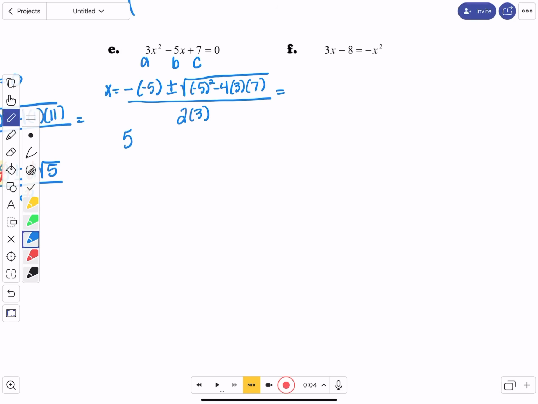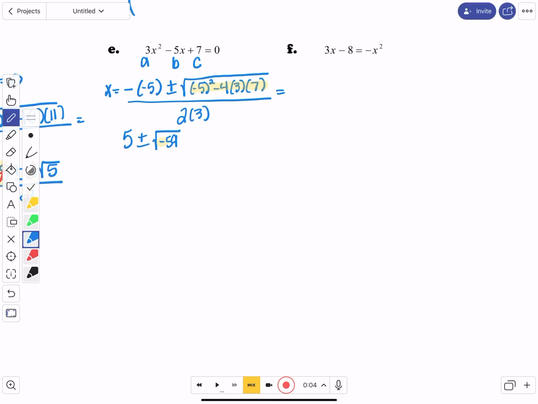So the double negatives are going to make that 5 positive. Okay, so remember, I am just figuring out what is under the radical. So I'm only typing in that negative 5 squared minus 4 times 3 times 7. And I get negative 59. Now, 59 does not have any perfect squares, so it's going to stay just like that.